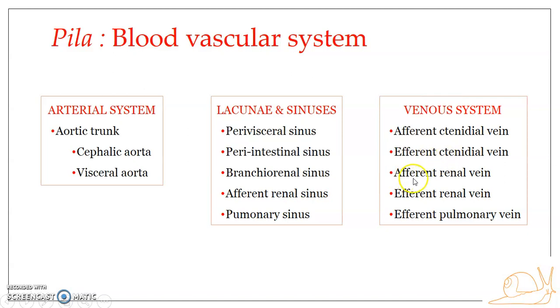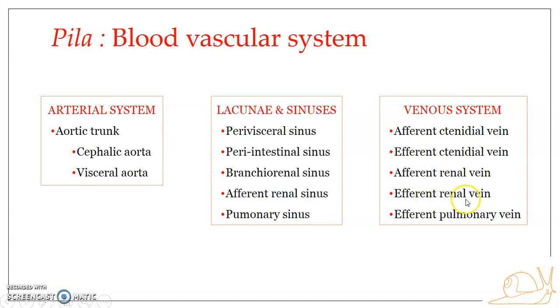The third one is the afferent renal vein. As the name suggests, it takes blood towards the renal chamber. It carries blood from the periintestinal sinus to the posterior renal chamber for filtering out the waste particles. Whatever waste products are there are removed at the posterior renal chamber from the blood which is taken through the afferent renal vein.